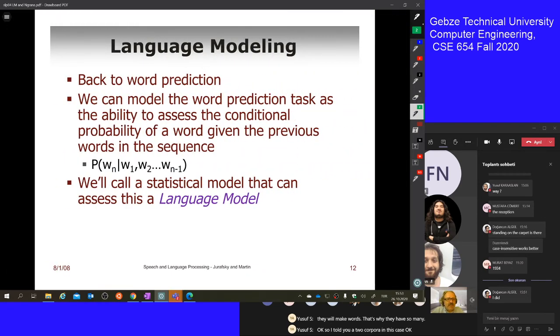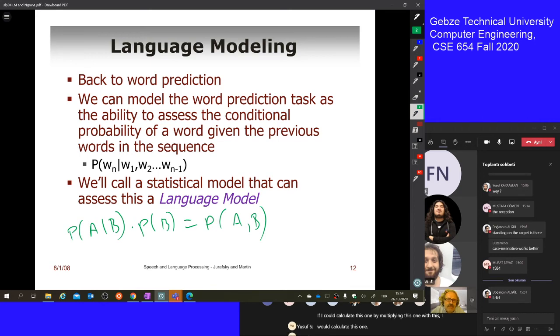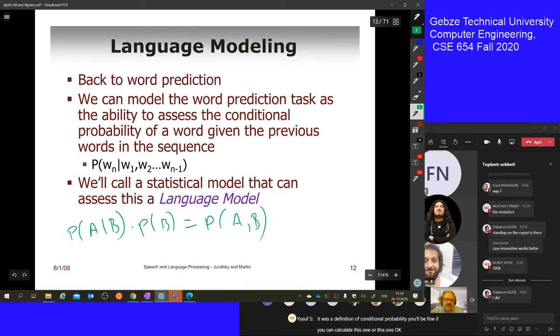Okay, so let's go back to the word prediction game. How do we predict the word? This is what we're gonna do. I have seen, given W1, W2, up to Wn-1, what is the probability of this Wn? Conditional probability. If I could calculate this conditional probability, then I will be fine. Why? Because if I could calculate this one, by multiplying this one with this, I would calculate this one. That was the definition of conditional probability. You'll be fine if you can calculate this one or this one. Okay? Both of them will be fine.